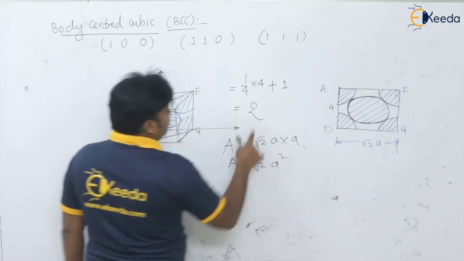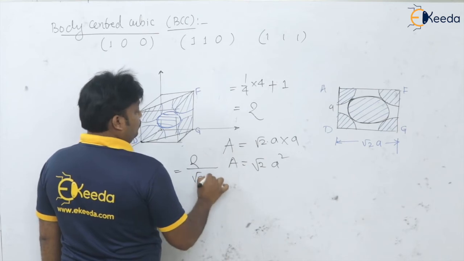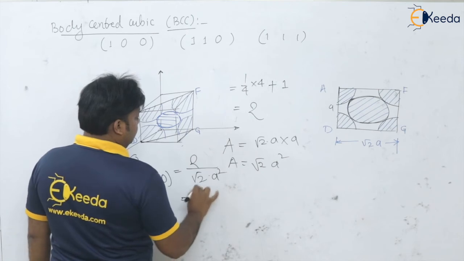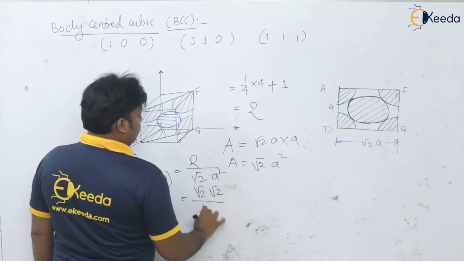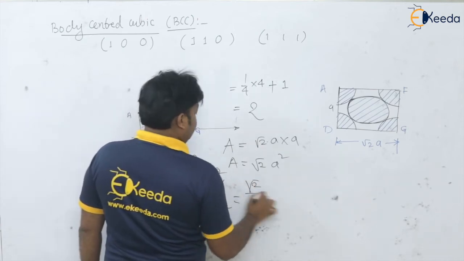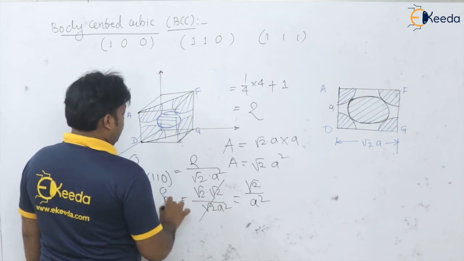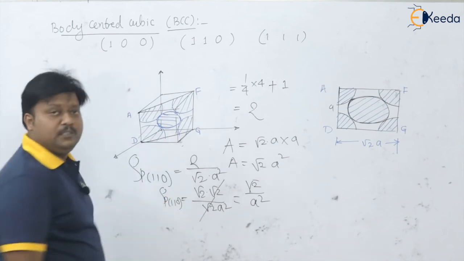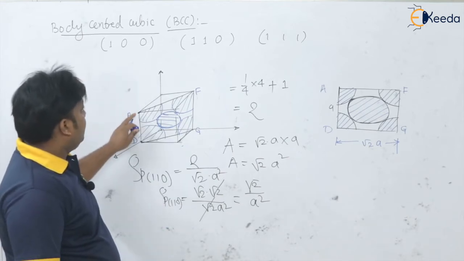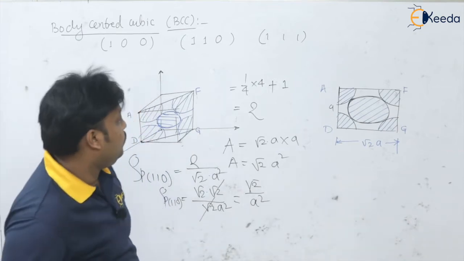What will come? The number of atoms 2 divided by root 2 a square. So 2 can be written as root 2 into root 2 divided by root 2 a square. This gets cancelled, so root 2 divided by a square. This is the planar density for plane 110. Very simple. So in body centered, plane 100 is done, plane 110 is done. Let us see for plane 111.